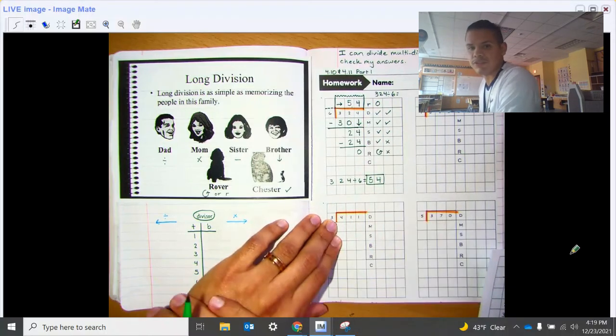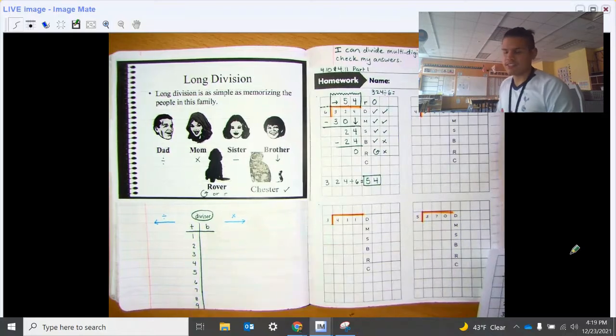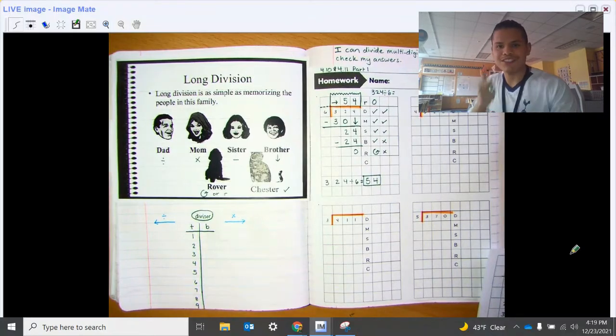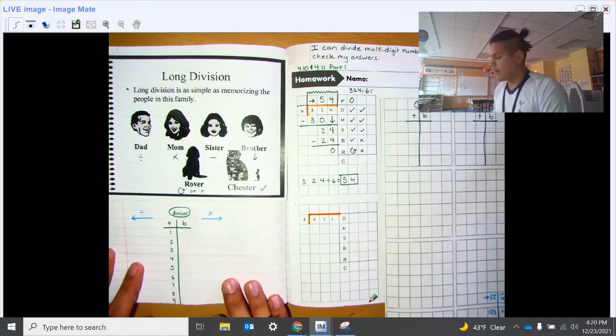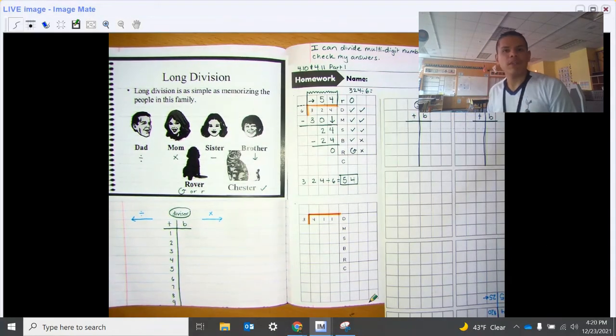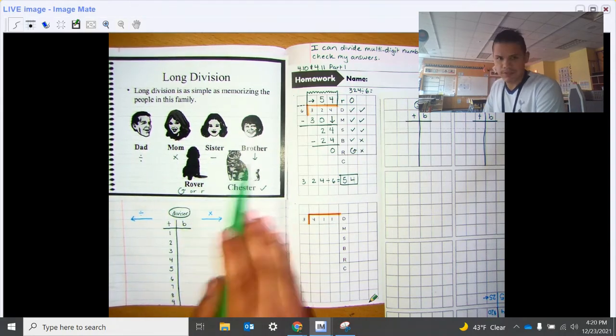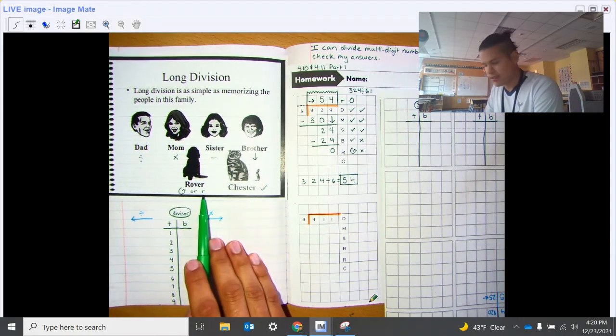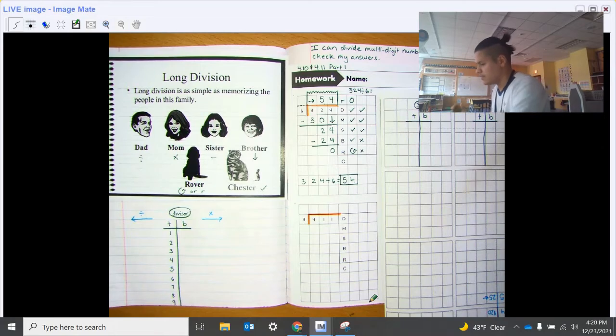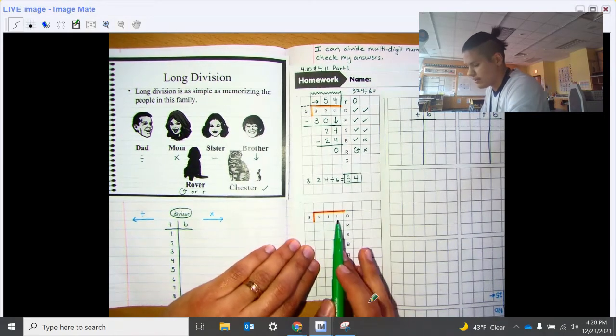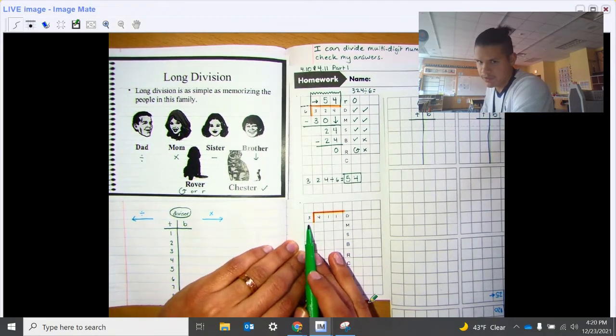That is our quotient. And congratulations, you just went through your first long division example. All right, let's take a look at one more example, then we'll let you try some on your own. Remember, Dad divides, Mom multiplies, sister subtracts, brother brings down, Rover repeats or brings up a remainder, Chester checks. So we have 411 divided by 3, okay?